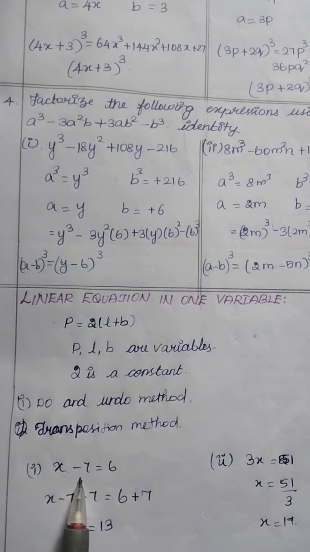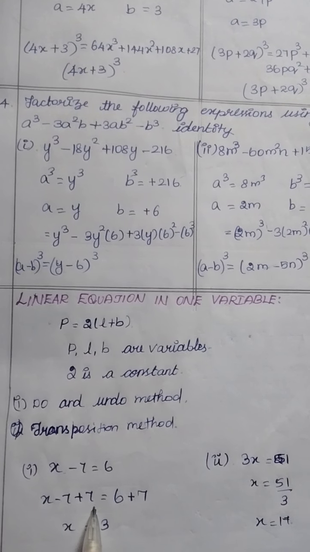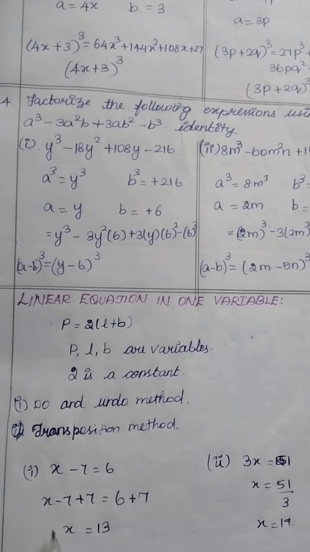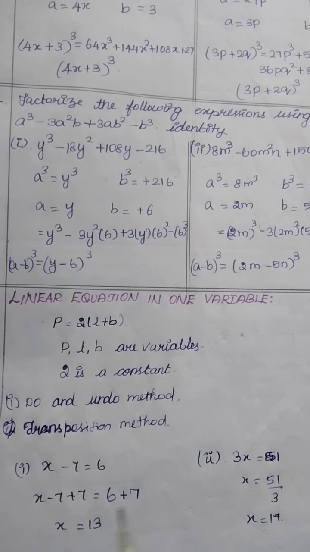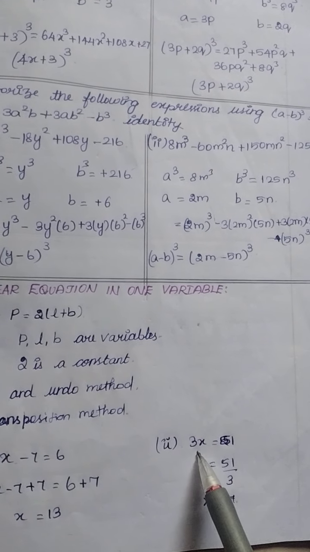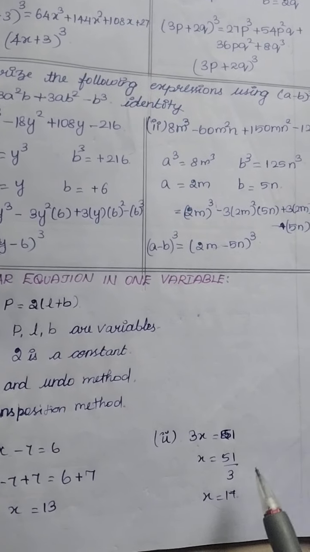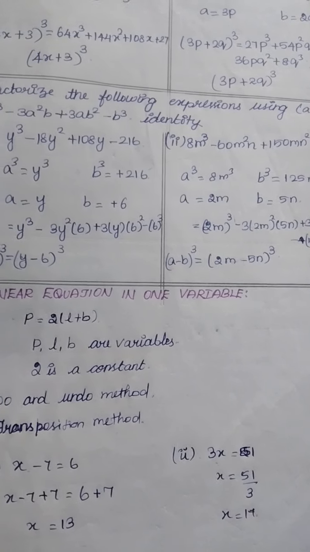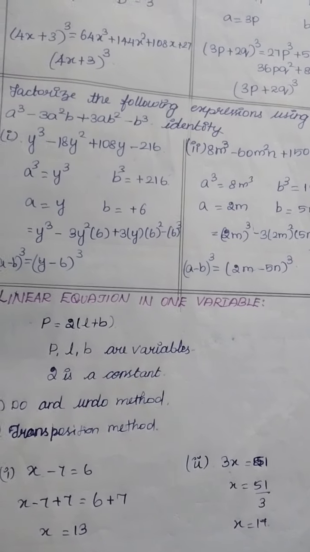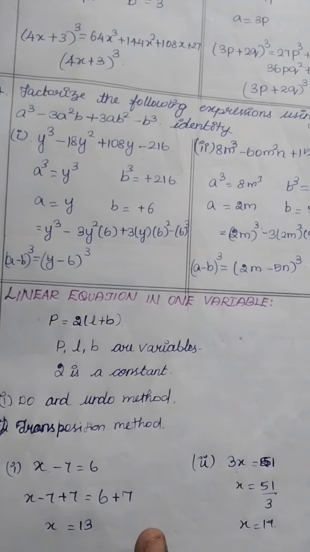See, listen. We have to add the additive inverse of that number. Then we can get the value of x. Likewise we have 3x is equal to 51, x is equal to 51 divided by 3, then we can get the answer x is equal to 17. So this is the transposition method, and this is the do and undo method. Clear? So likewise we have to do that.